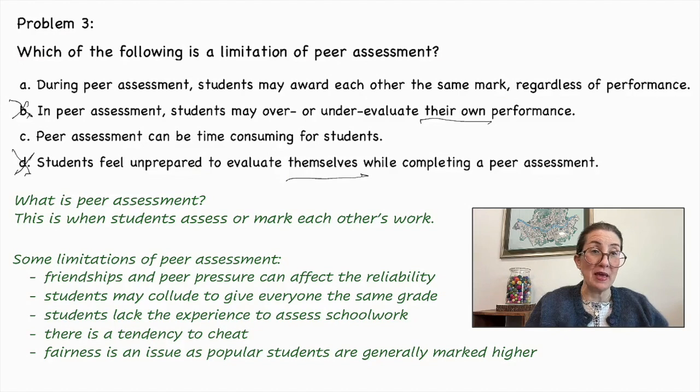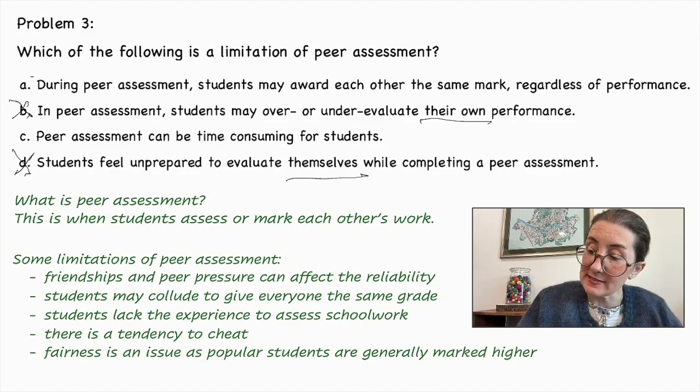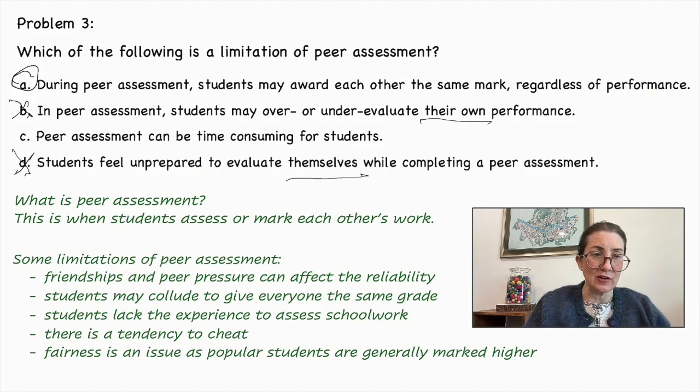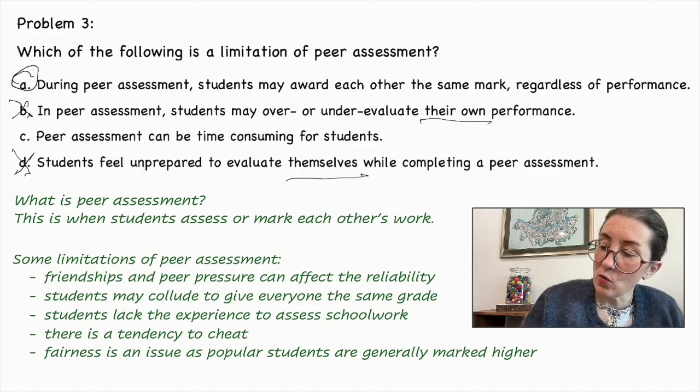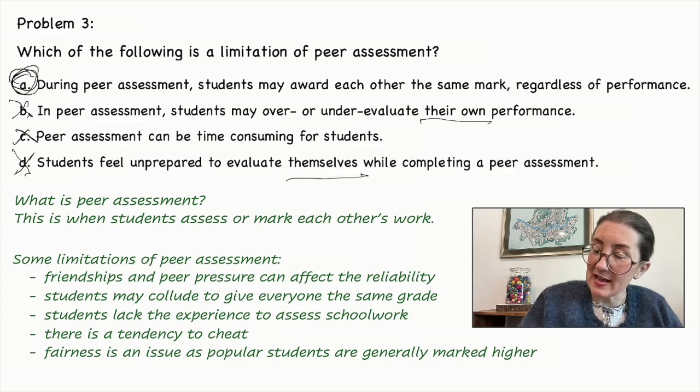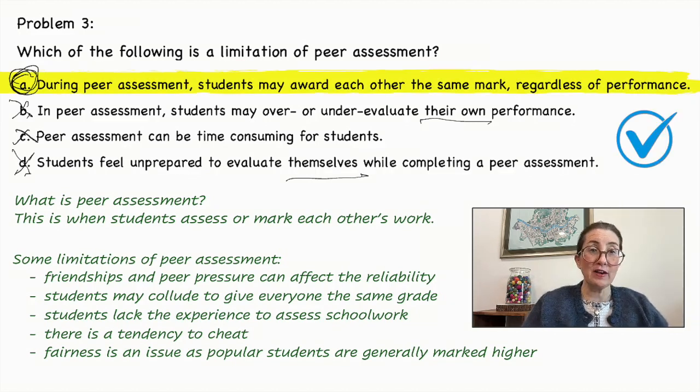So let's look at the remaining 2 answers. During peer assessment, students may award each other the same mark regardless of performance. That is definitely one of the limitations. Let's look at the other one. Peer assessment can be time-consuming for students. That is not one of the limitations, so we can eliminate that, and the answer is A. During peer assessment, students may award each other the same mark regardless of performance.